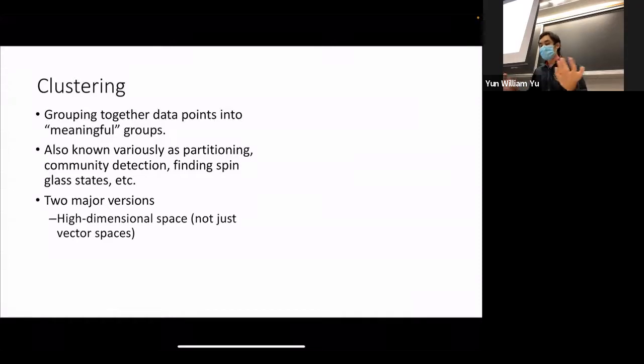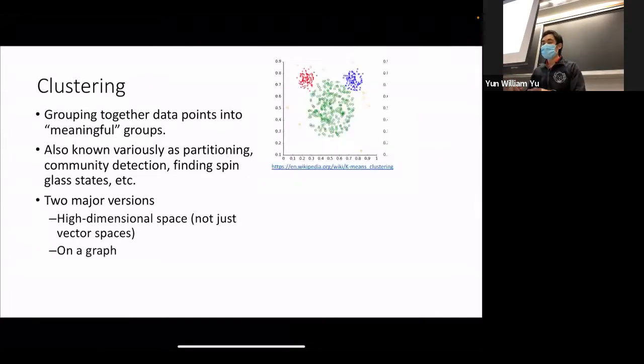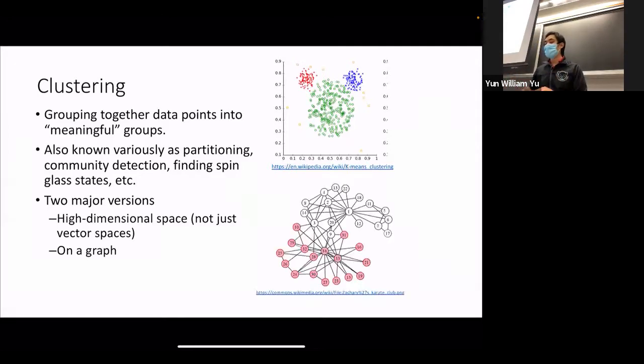So there are two major versions of this. Well, at least two major versions. One is you have some high dimensional space, and then you might want to cluster these data into each of these three different colored groups using something like k-means, or there are other techniques. Alternately, you can also do it on the graph. So if you have a graph, maybe you want to cluster together all the nearby nodes into coherent modules that somehow behave coherently under some dynamical system. So these are two of the major problems in clustering.